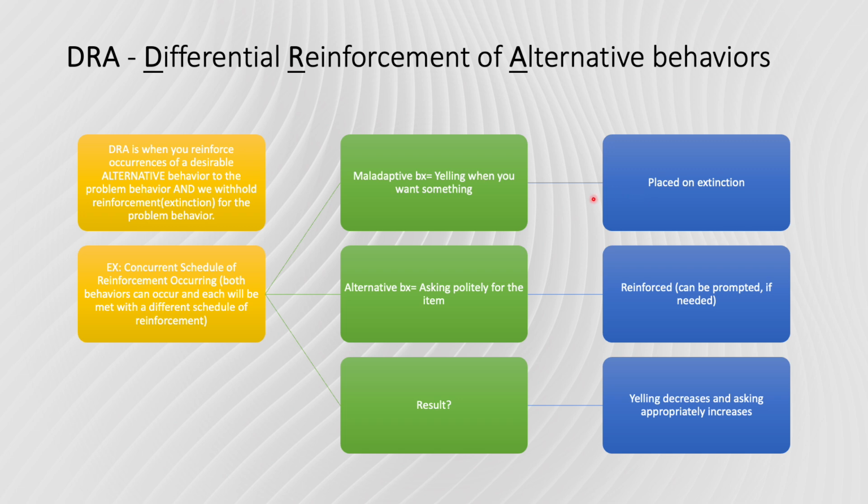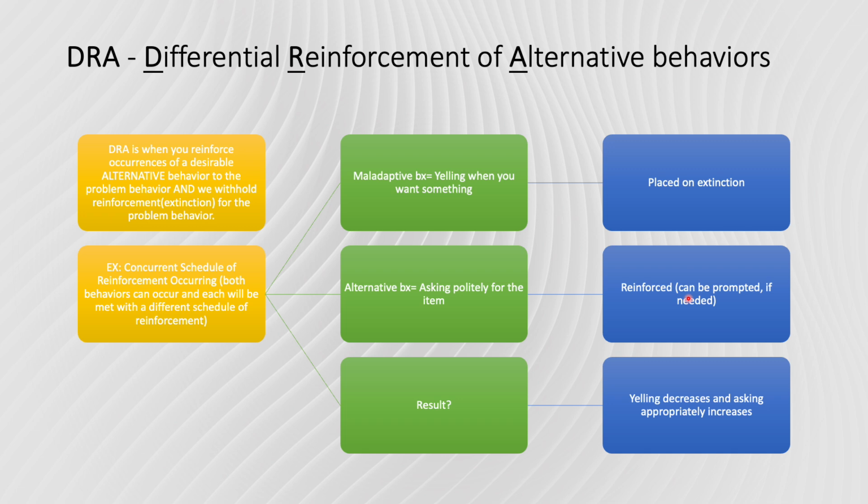Okay, so if we were to implement differential reinforcement of alternative behavior, if we were to implement DRA, we would place the yelling on extinction, and then we would place the alternative behavior of asking politely for the item on a very high reinforcement schedule, or a dense reinforcement schedule. And sometimes, in some cases, this behavior won't be occurring naturally, and so we will prompt the client to engage in the behavior so that we get the opportunity to reinforce the behavior. And then we want to reinforce the behavior very, very heavily, with high quality reinforcement. I have some more on that in the next slide.